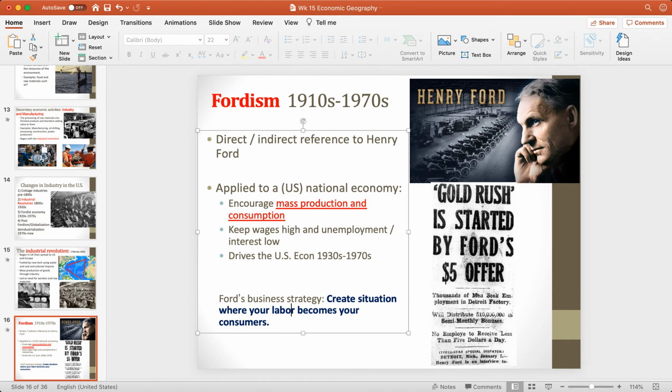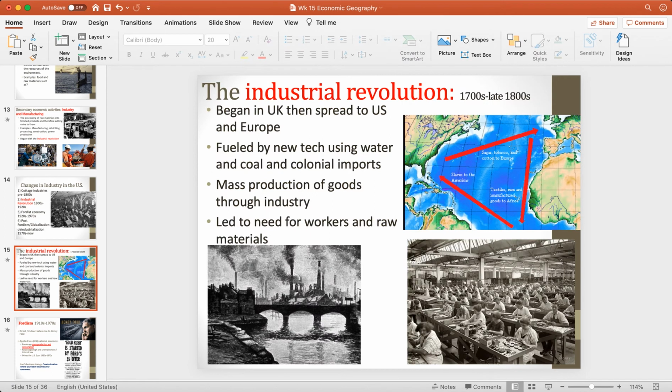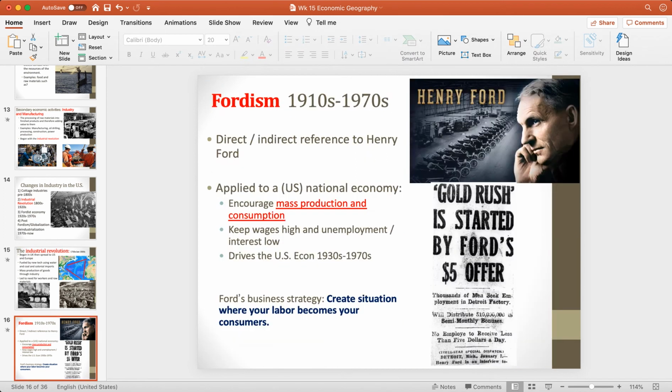But what he really wanted to do is create a situation where your labor becomes your consumers. So he really changed things like offering the $5 work day at a Ford plant. He changed things overnight. He doubled the wages for workers. And this took these jobs that were previously considered kind of like sweatshop condition jobs, low skill, low pay, and made them very important and valued, and even considered skilled labor overnight. So he did this because he wanted to attract the best workers.